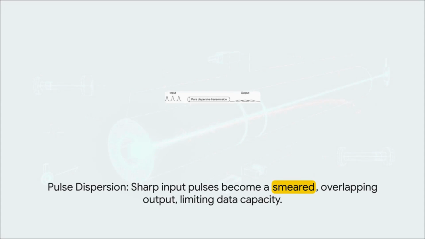Here's that other big problem in action: pulse dispersion. So you send in these nice, clean, sharp digital pulses, your ones and zeros. But as they travel down the fiber, they start to spread out and get mushy. If they spread too much, they start overlapping with each other, and the receiver at the other end can't tell where one pulse ends and the next one begins. This smearing effect is the ultimate bottleneck on how fast you can send data.